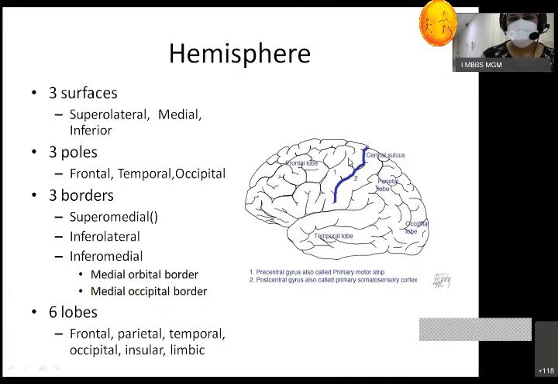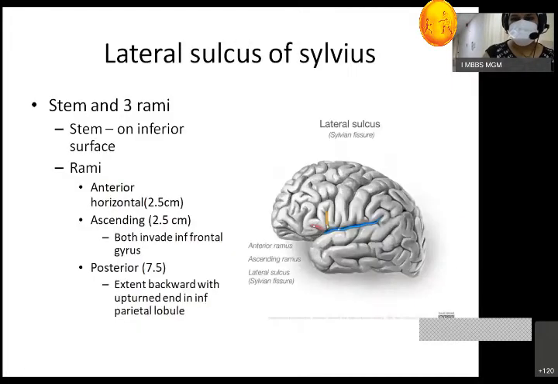Three poles, I already told you about that. Three borders. Now, this border, which is present at the level of the median longitudinal fissure, separating the medial surface from the superolateral surface, will be called the superomedial border. Then this border is separating the inferior surface from the superolateral surface. The third border is called the inferomedial border.